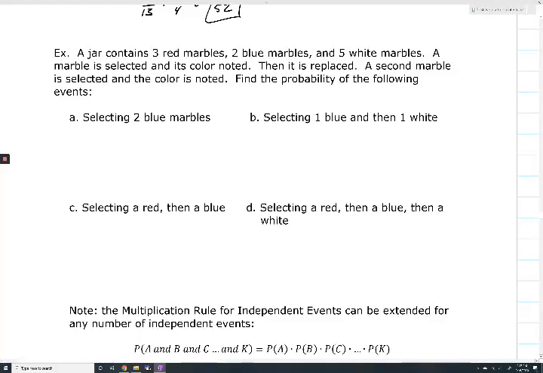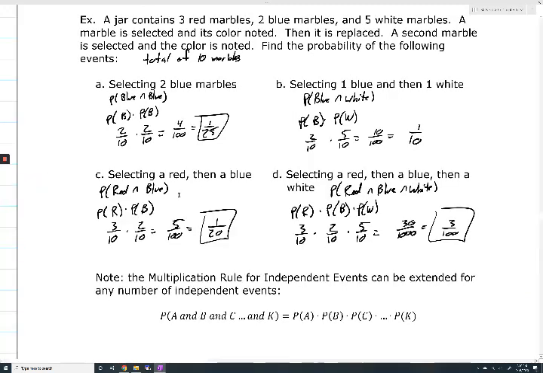All right, take a second, read this question, try answering them, and then unpause and come back and see if you got the same answers I did. All right, so a couple things in here to pay attention to before we get started. First is that we talk about being replaced, and so that's going to make them independent events. If I picked a marble and then I kept that marble out, these would not be independent events, and so I would have to use a different formula.